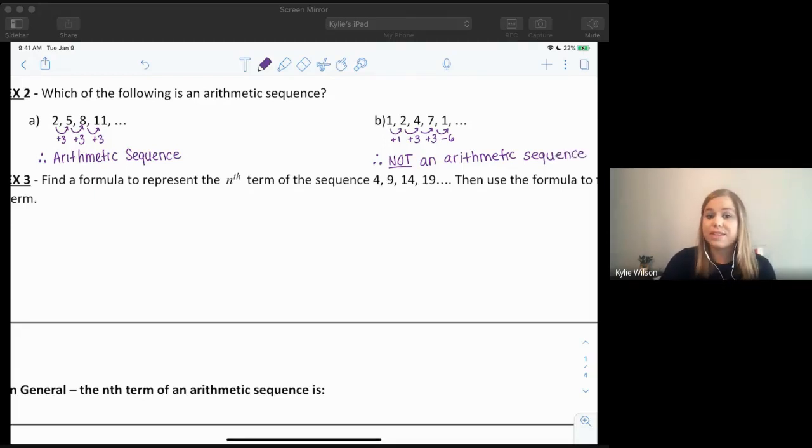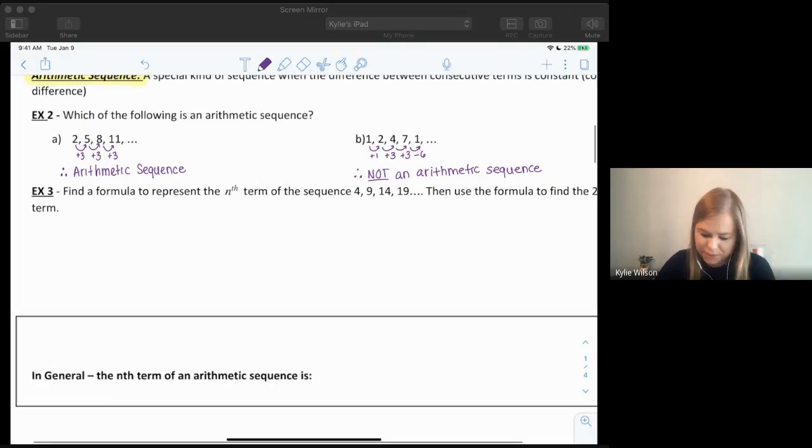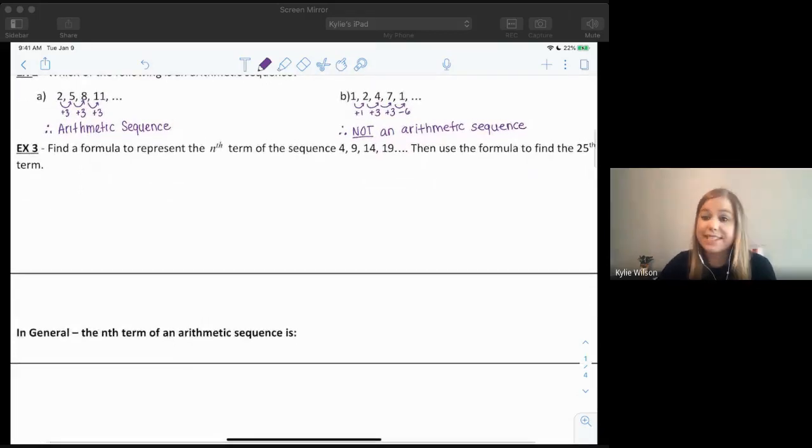Okay, so let's look a little bit more into our arithmetic sequences. So for example 3, we are going to now find a formula that represents the nth term of this sequence here, 4, 9, 14, 19. And then once we have our formula, we're going to use it to find the 25th term. So the whole idea of finding these formulas is so that I could ask you to find the 200th term, and you don't need to write out 200 numbers. You can just plug it into the formula and find the 200th term.